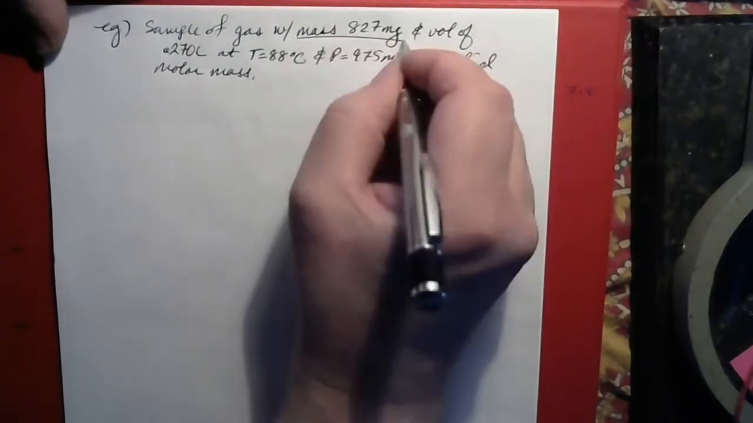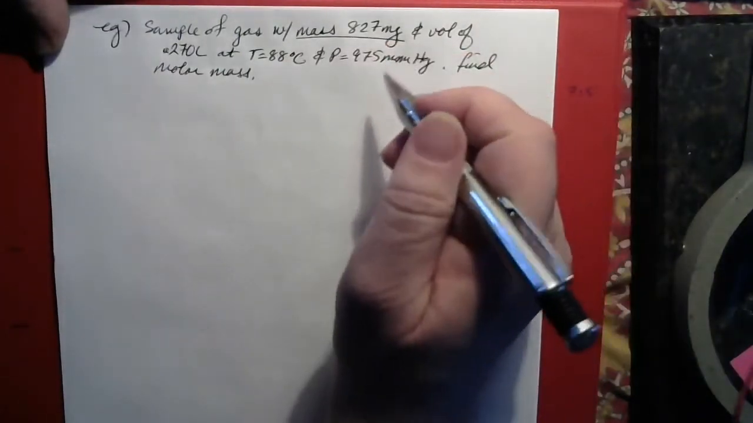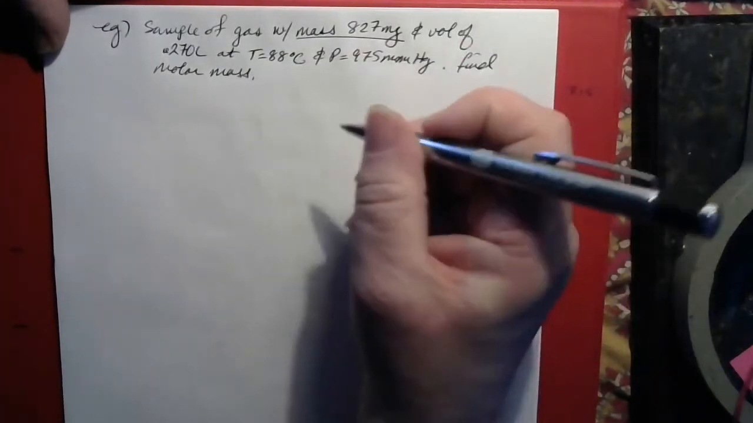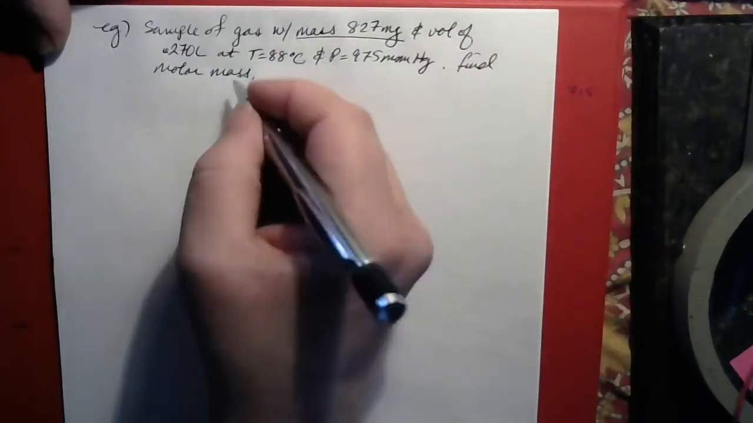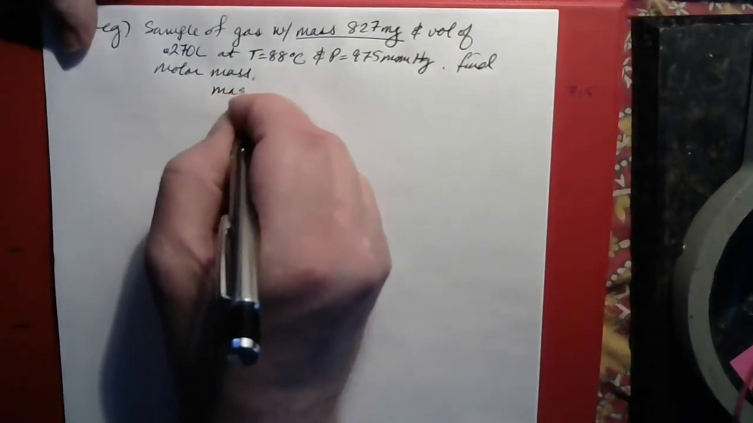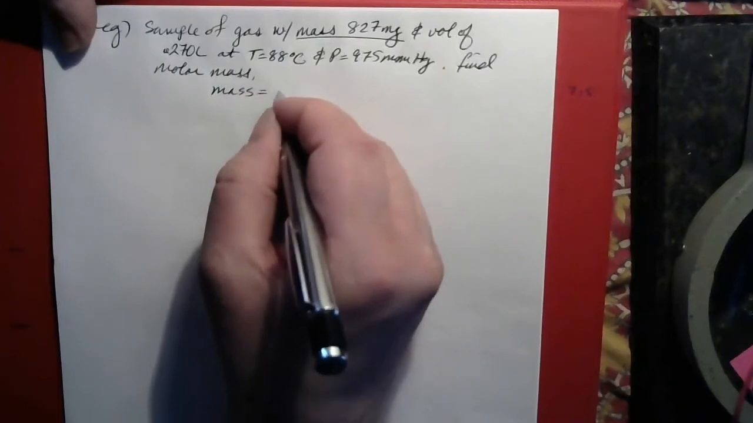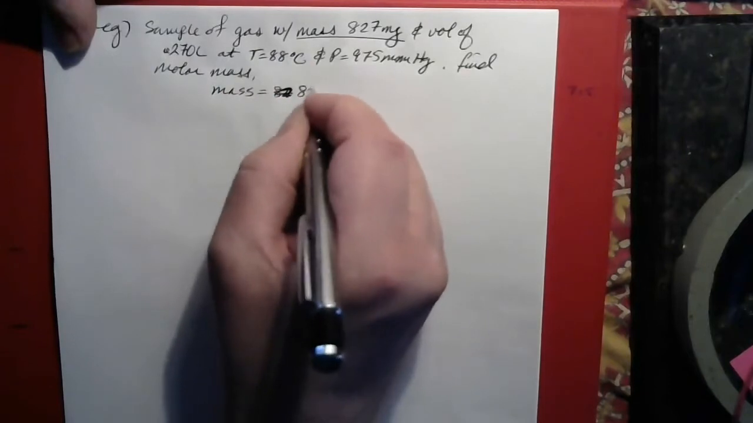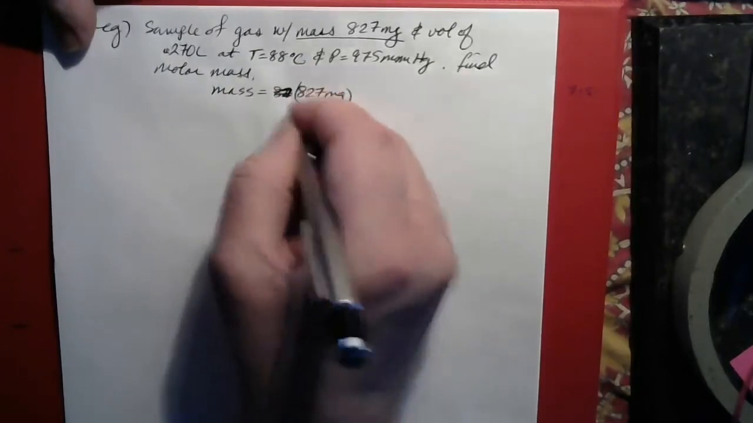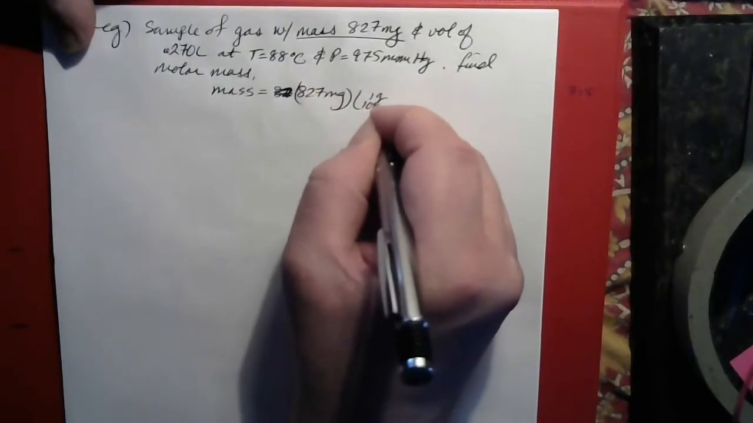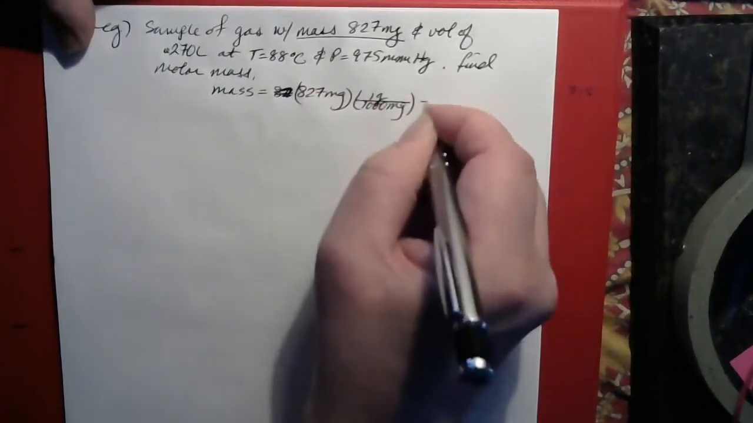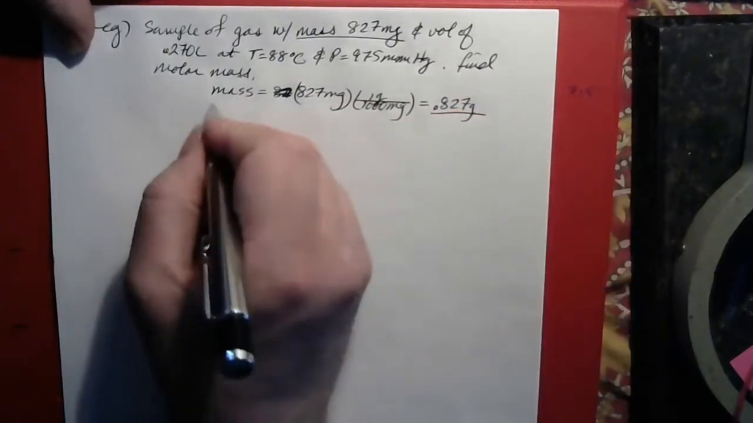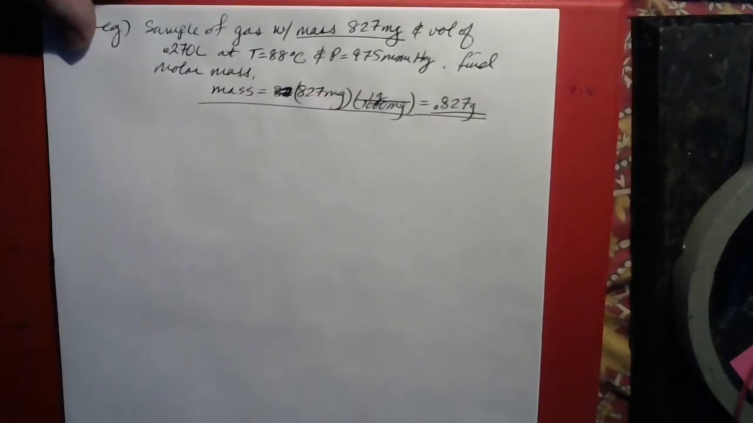Okay, so here's our mass right here. And then all we need for the molar mass is to find the number of moles. And this other information here, that's enough for us to find the number of moles. So the mass is 827 milligrams. And you divide by 1,000, and that's 0.827 grams. Okay, so that we've got.